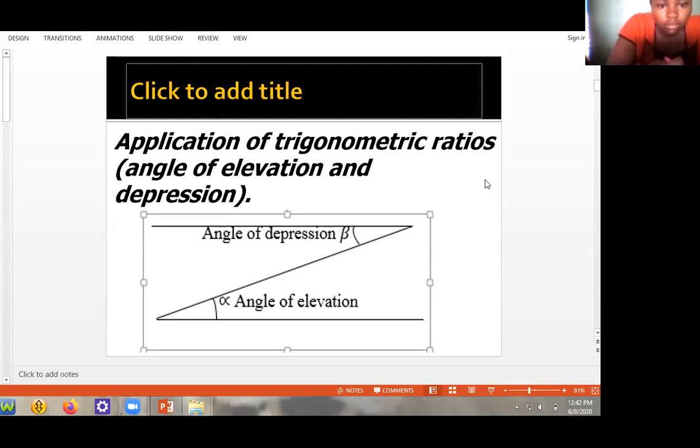Anytime you are talking about angle of elevation and angle of depression, one thing should come into your mind: you always have a Z-shaped angle. And what you will have is alternate angles. And we know that alternate angles are equal. So very fast, let's continue.